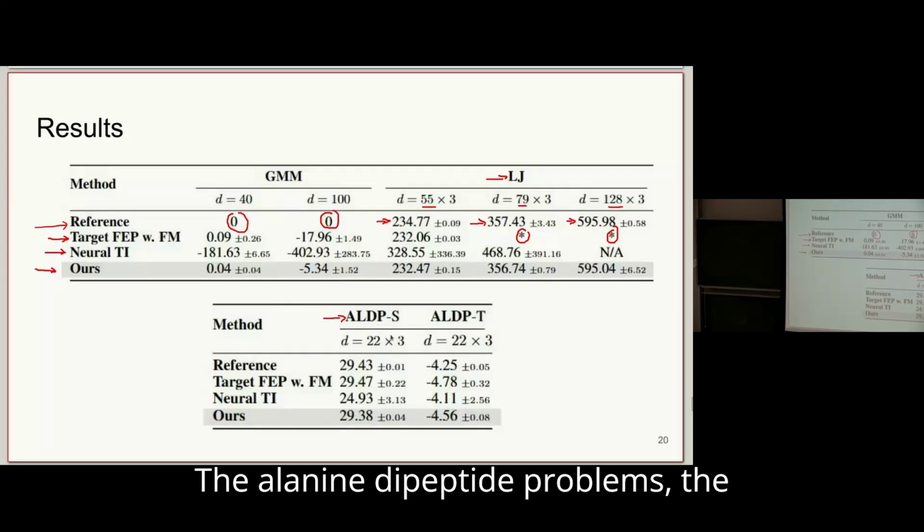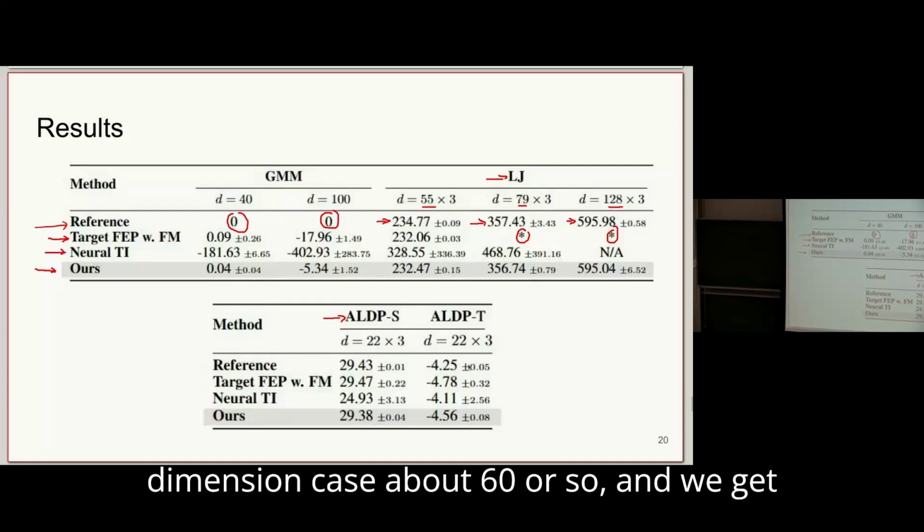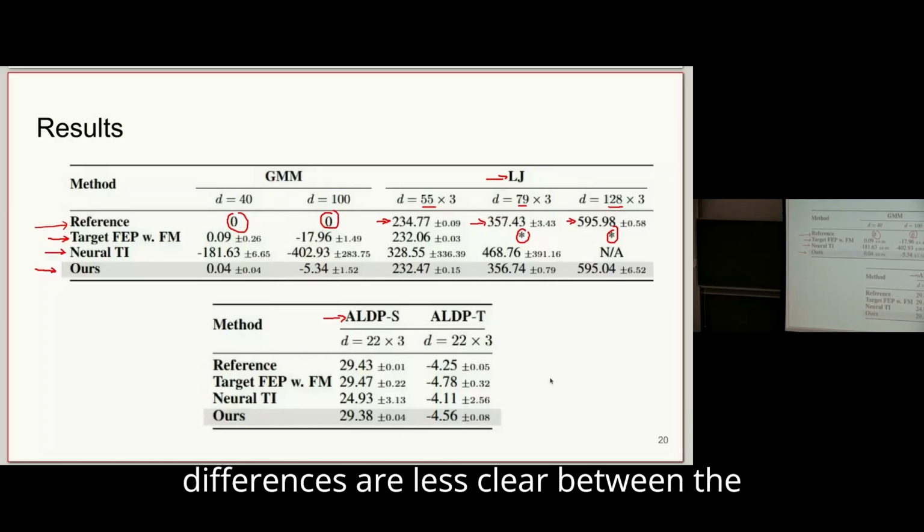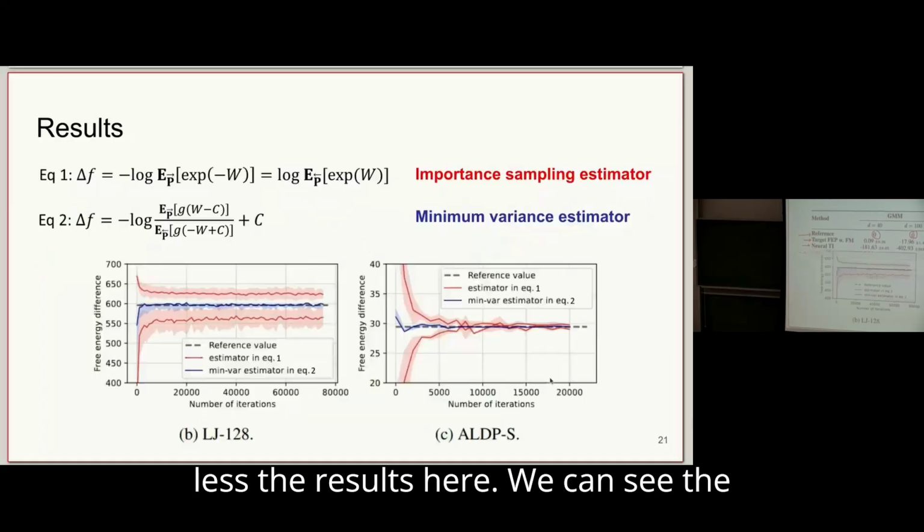For the alanine dipeptide problems, the dimension here is about 60 or so, and we get values that are close to the ground truth. We improve over, for example, yeah, I think in this case the differences are less clear between the different methods. But this is more or less the results here.